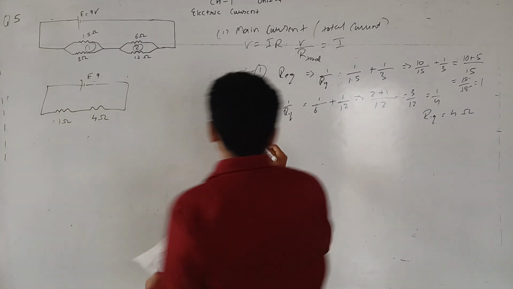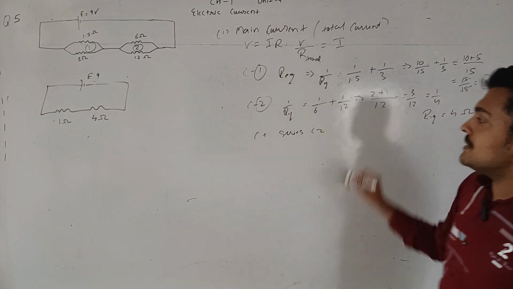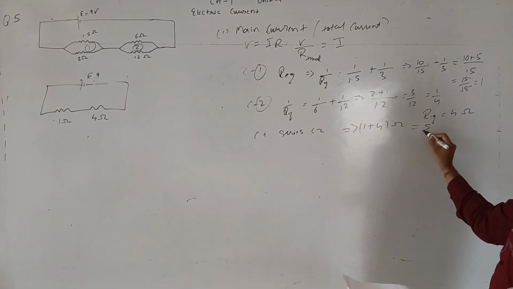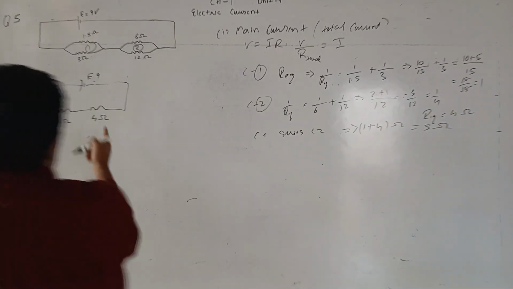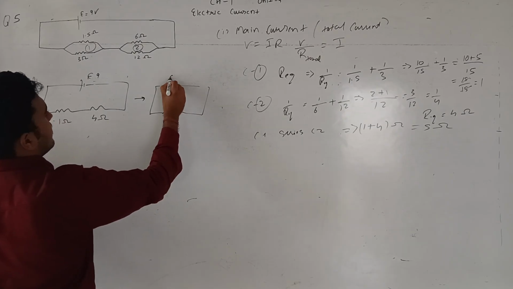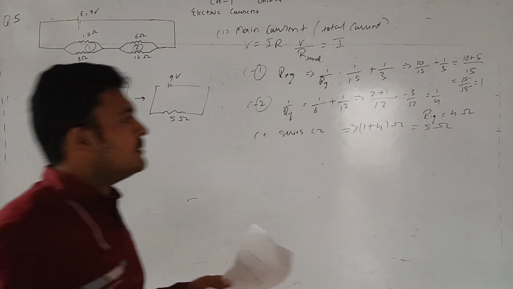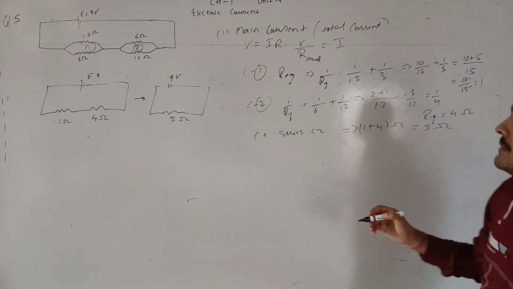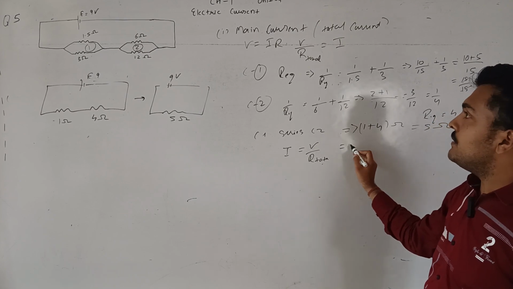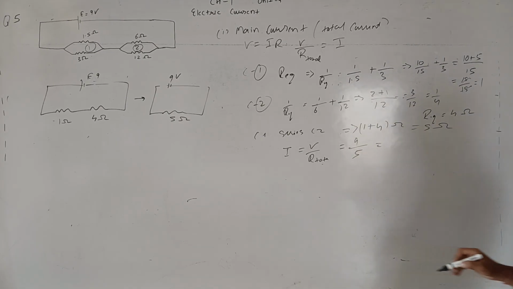So total resistance will be, C1 is in series with C2. C1 is in series with C2. So we will get 1 plus 4 ohms is equal to 5 ohms. So the total equivalent resistance of the circuit is 5 ohm. Because the total is now 5 ohm, therefore the current in the circuit is V upon R total. So V is 9 volt and R total is 5. So it is 9 upon 5 amperes.